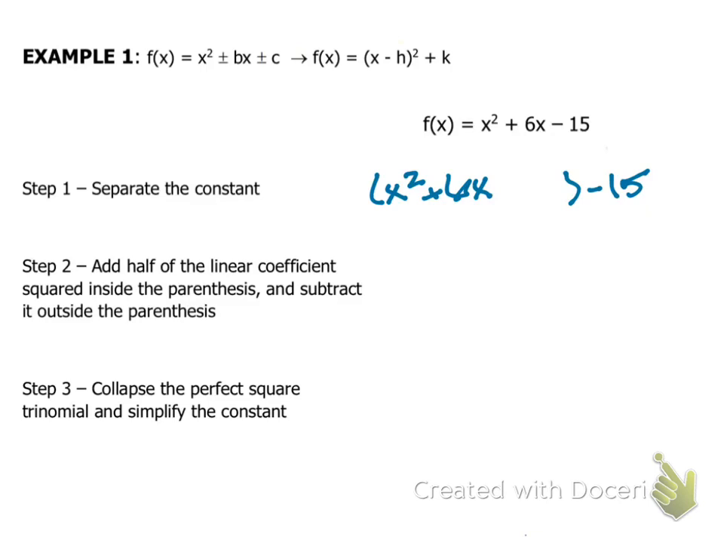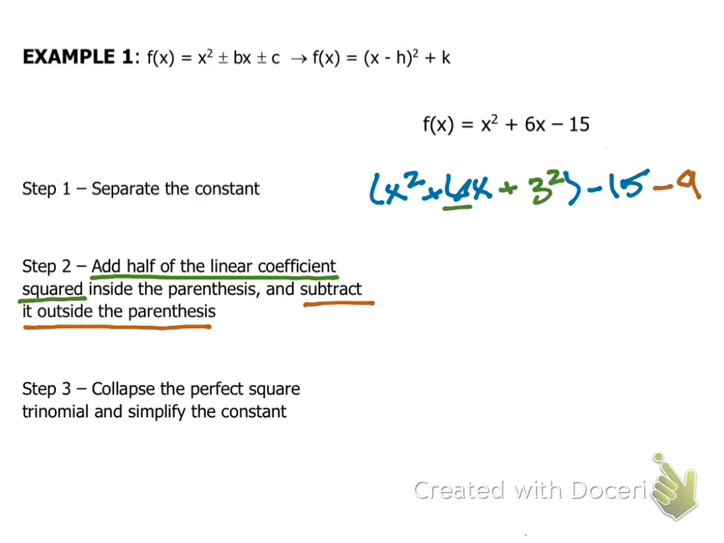The second step is to add half of the linear coefficient squared inside the parentheses. 6 is the linear coefficient, so that means I'm adding 3 squared inside the parentheses. And we're going to subtract that amount outside the parentheses. So we'll make this minus 9.